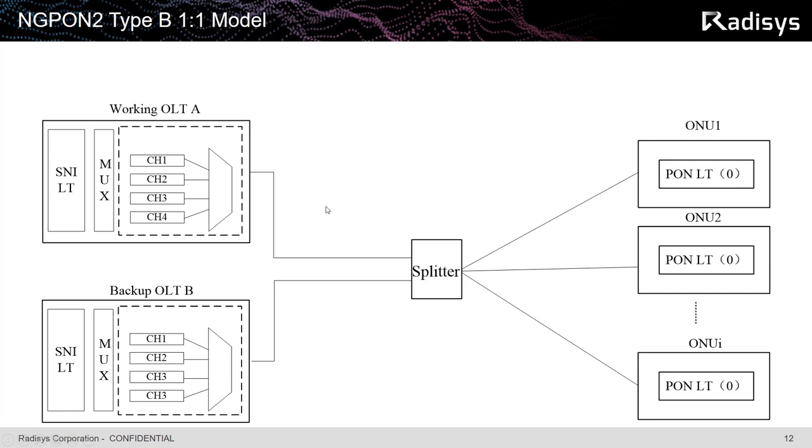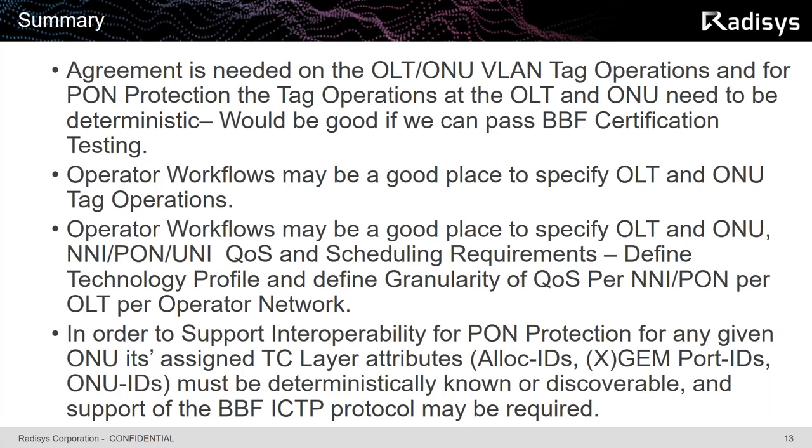So there are different types of PON protection, but ultimately the requirements around configuring them are the same, in terms of TC layer attributes, in terms of what they're doing in terms of tag actions between the ONU and the OLT. So that's just the interoperability part.